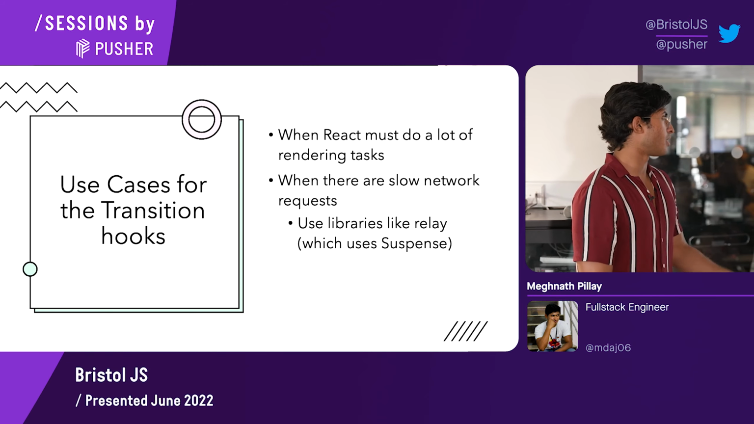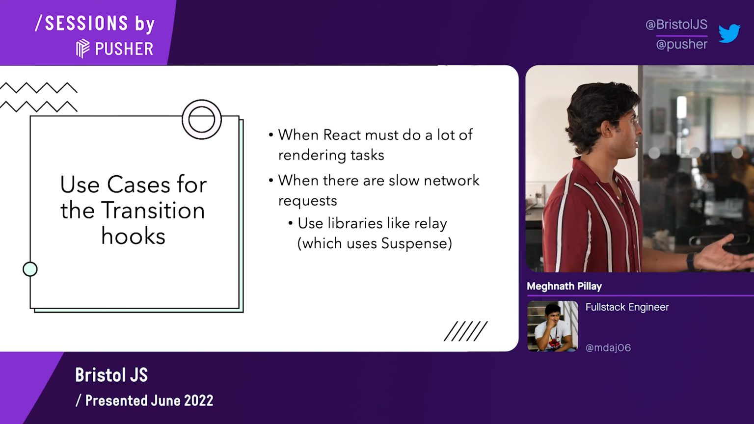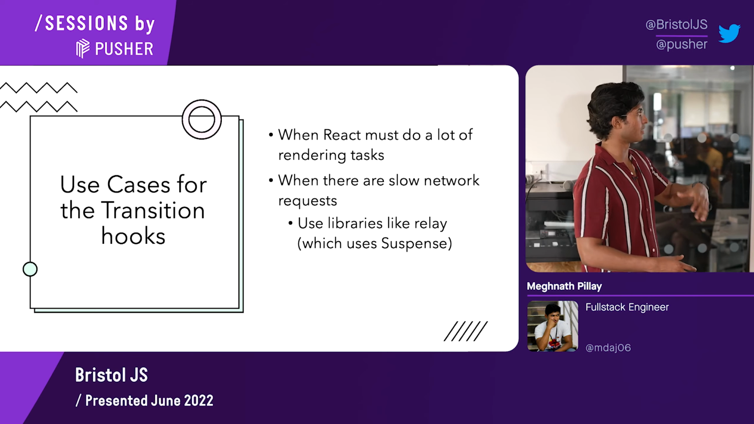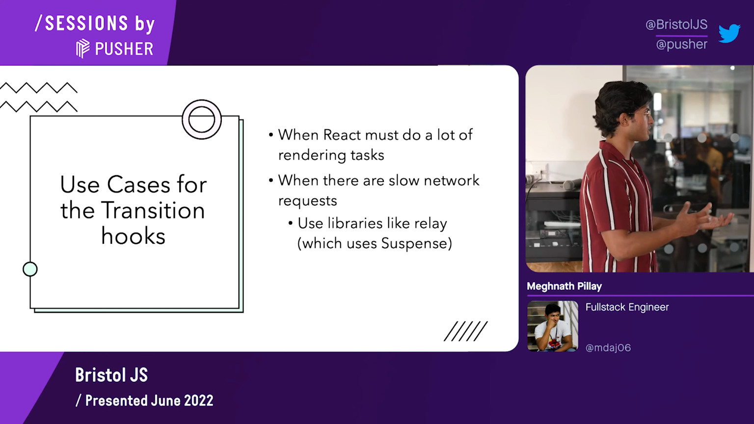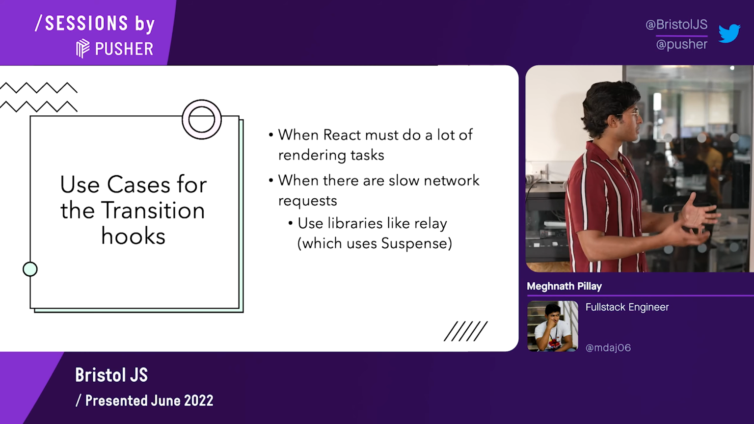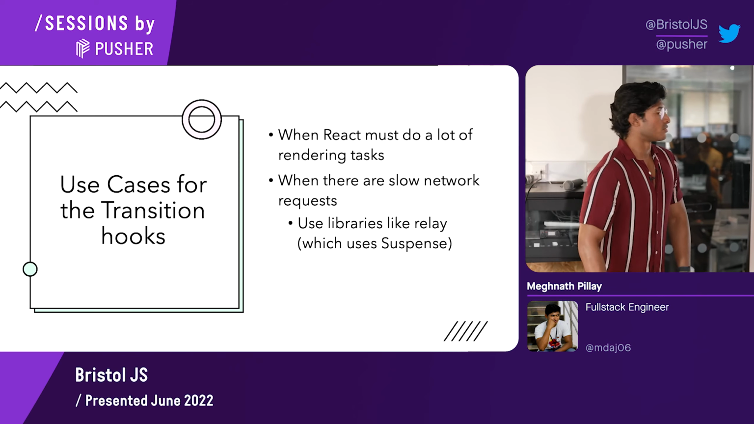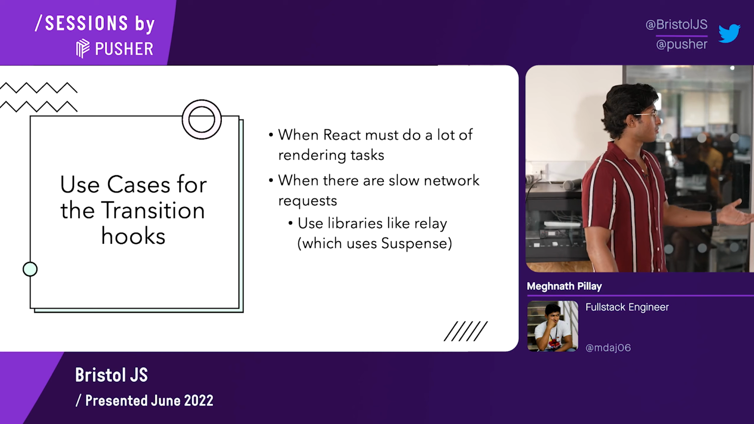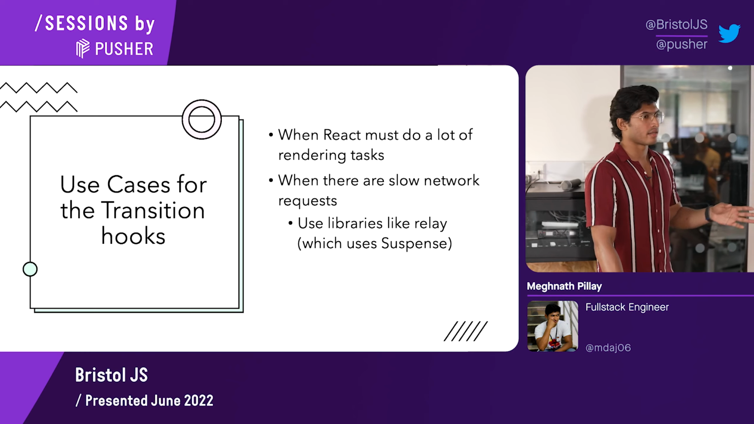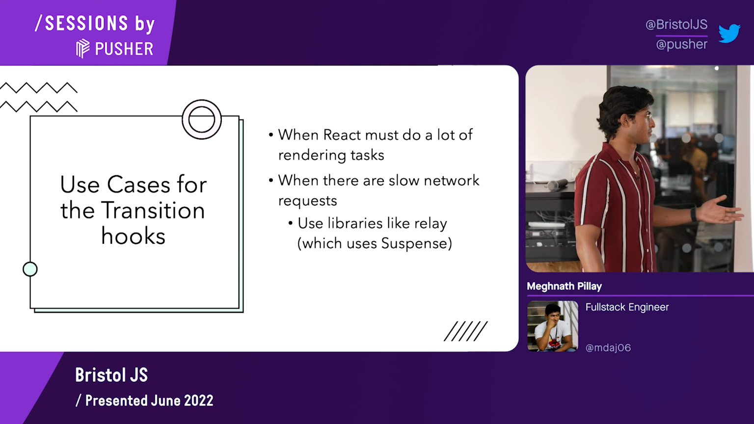Yeah, so use cases would be when you have heavy rendering tasks going on in your React application. You could prioritize which to render first and which to render later on. And I mean, that's the first time we're getting control of that. React used to do this under the hood before. Now the developers have a chance to prioritize what we need first and what comes later. So I mean, slow network requests could be a use case, but currently it doesn't work. And you could use libraries like Relay, which uses Suspense under the hood. So yeah.